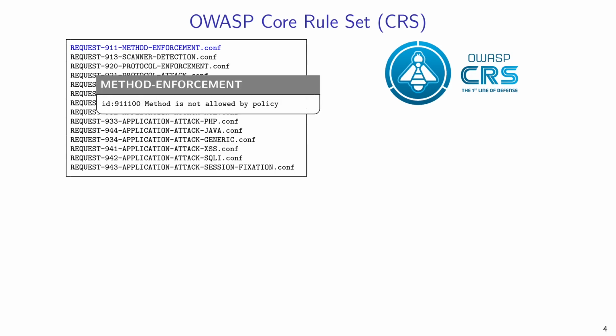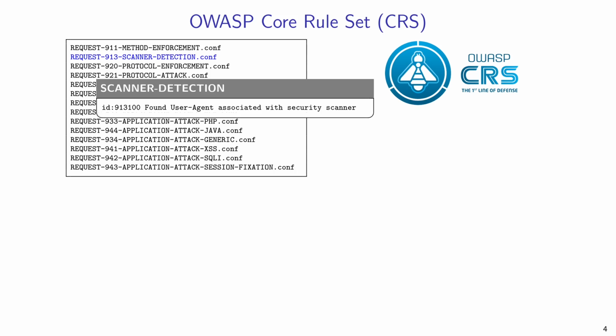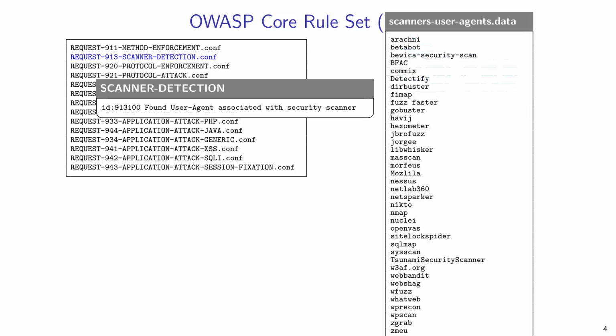Method enforcement rules block requests that use HTTP methods not explicitly allowed. Scanner detection rules identify automated vulnerability scanners based on a database of user agent strings used by popular scanners. And this, of course, can easily be bypassed by modifying the user agent header used by the scanner.